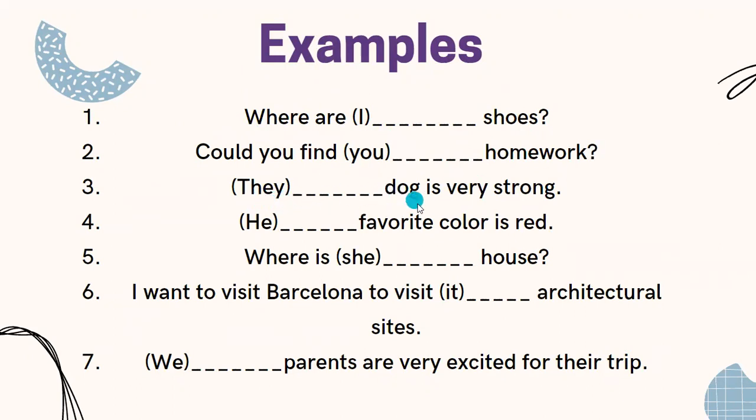Their dog is very strong. Su perro es muy fuerte. His favorite color is red. Su color favorito es el rojo. Where is her house? ¿Dónde está su casa?